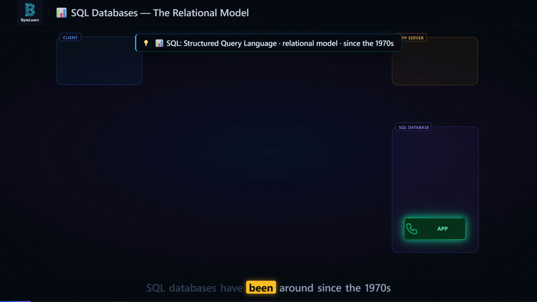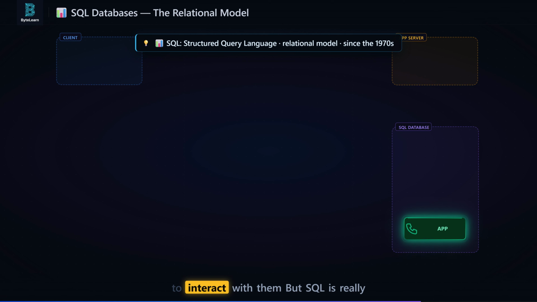SQL databases have been around since the 1970s. They power most financial systems in the world: your bank, PhonePe, Google Pay, IRCTC, almost every system where data integrity is non-negotiable. SQL stands for Structured Query Language, the language you use to interact with them. But SQL is really about the relational model underneath.